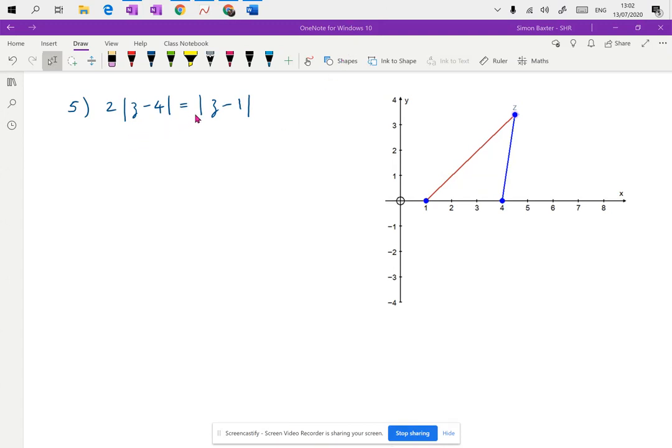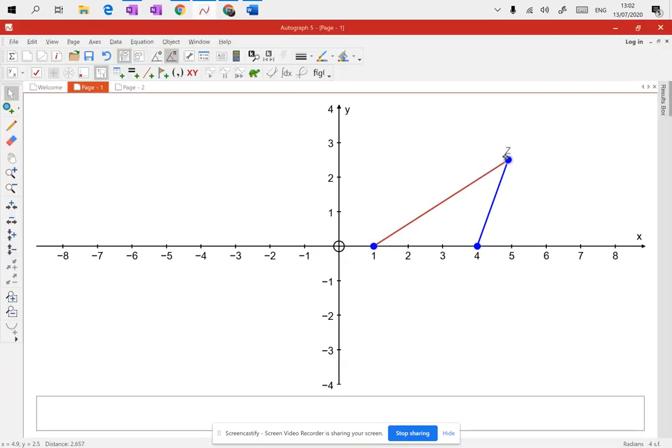This says basically that the distance from 1 is twice the distance from 4. So we're looking for point Z, where the length of the red line is twice the length of the blue line. Let's have a look at this on autograph. Here, that looks as though it's a possibility. That doesn't look very good. That's certainly no good. Can we think of any points which must be true?